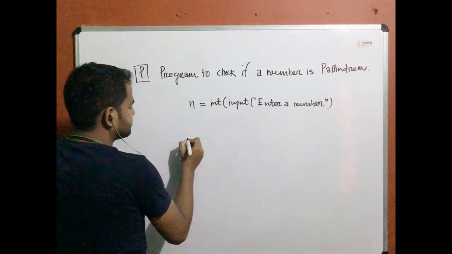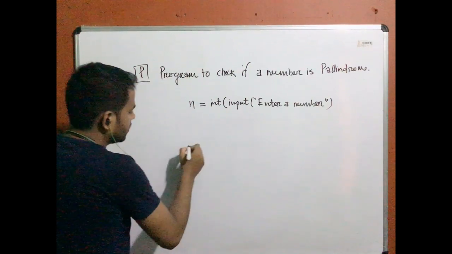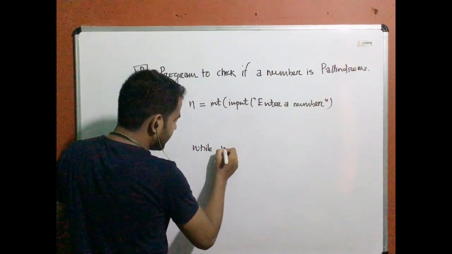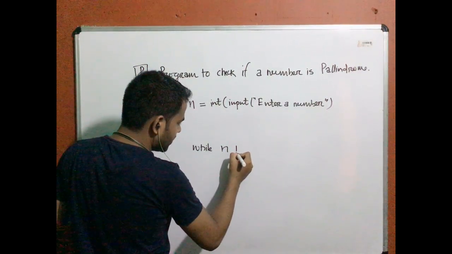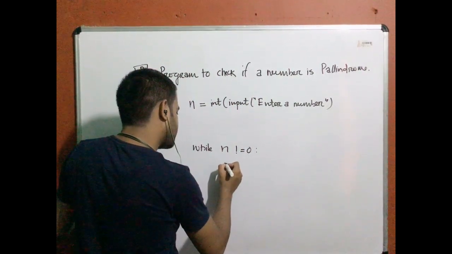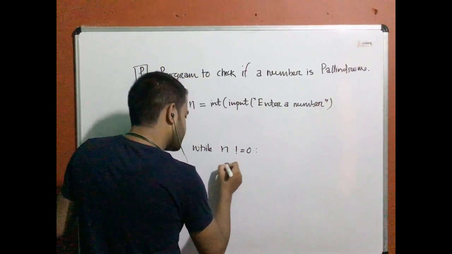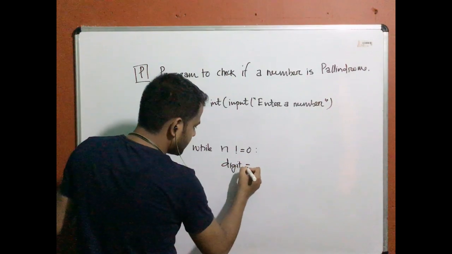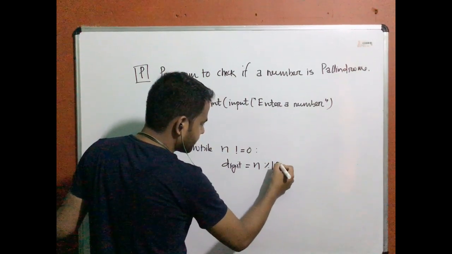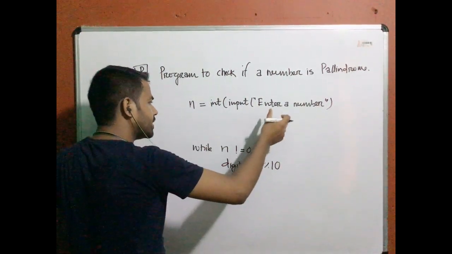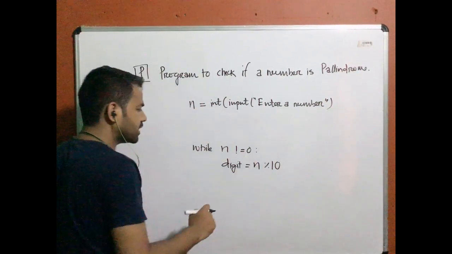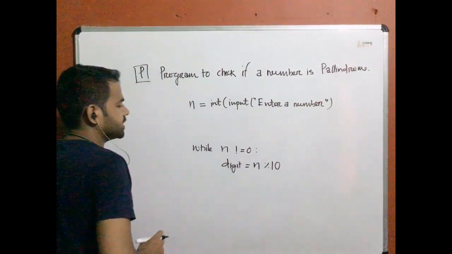Then I'll write while n is not equal to 0, digit is equal to n modular division 10. So the user is going to enter some value, and if he performs modular division by 10 on that number, then I'm going to extract the unit digit, right?